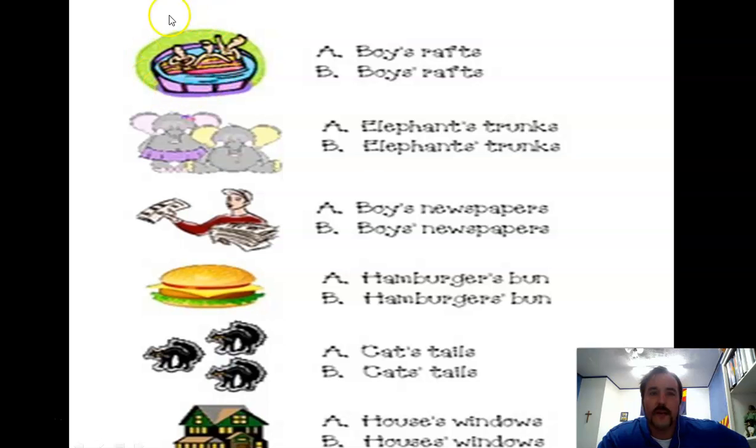So, you're looking at the boys' raft. First of all, is there one boy that owns the raft, or are there two boys that own the raft? You would be correct in deciphering that there's two boys. Boys, plural, is B-O-Y-S, which ends with S. So B is the correct answer for this one. You just add an apostrophe because boys is the plural noun which ends in S. So B is correct.